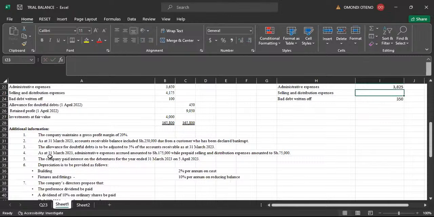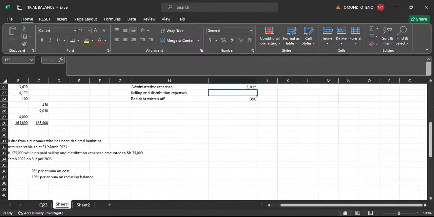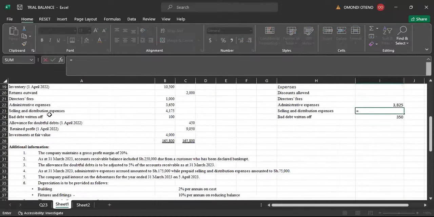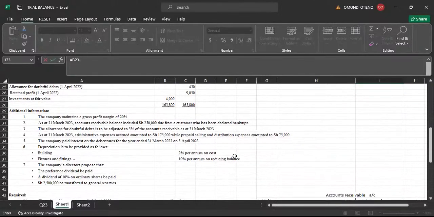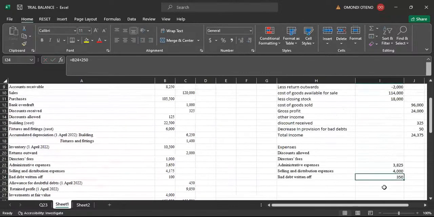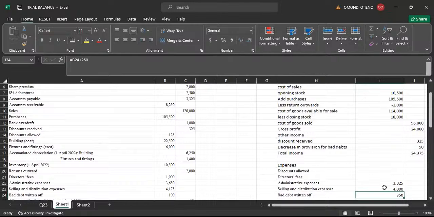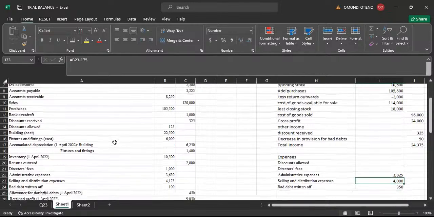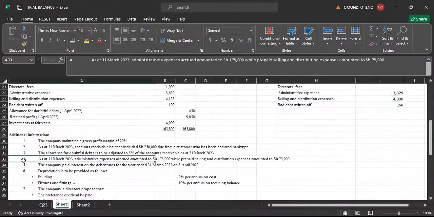That is administrative expenses. Then we now move to prepaid selling and distribution expenses amounted to 75. So selling and distribution expenses have now been paid in advance. The expense for the current period is 41.75, but then there was some amount which was paid in advance. So it reduces our expense, and then we take it to the current assets section as prepayment. So that is what we have been given in additional information number 4.